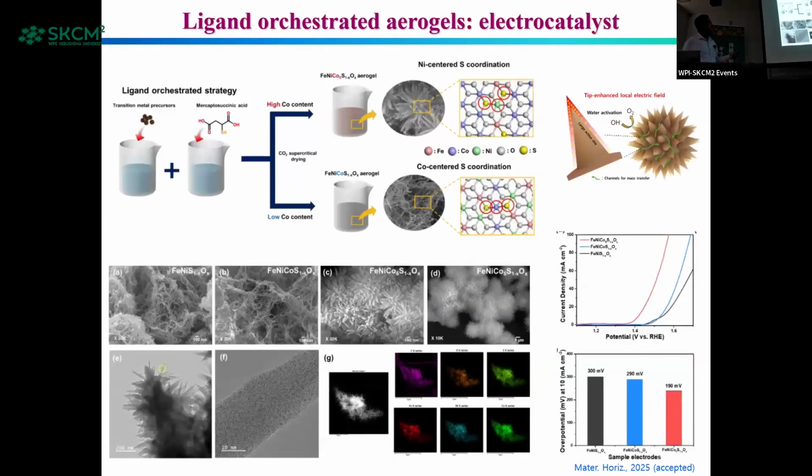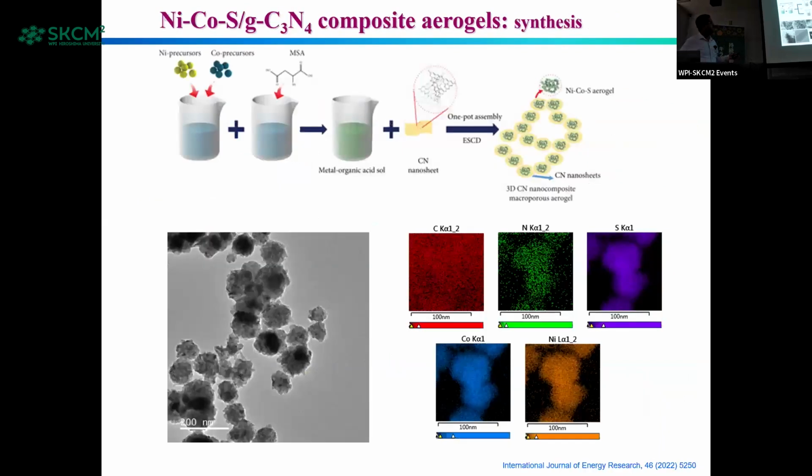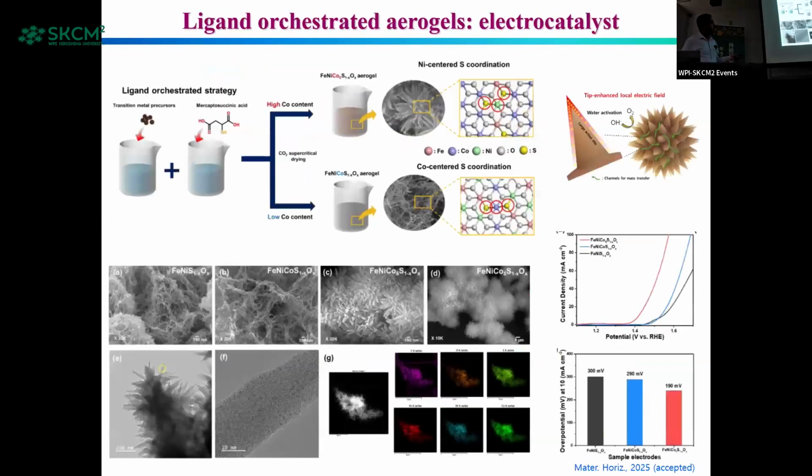Here also, we prepared some ligand-orchestrated aerogels. We added some ligand to the reported process and just changed the concentration. With high cobalt content, you can get these high-entropy or medium-entropy oxides and sulfur oxides. You can see iron, nickel, cobalt. This is nickel-centered, and with low cobalt, you can get some cobalt-centered sulfur coordination. And this type of morphology, tip-like morphology, gives us better performance in the oxygen evolution reaction.